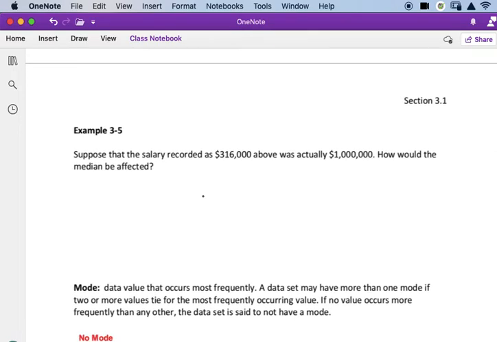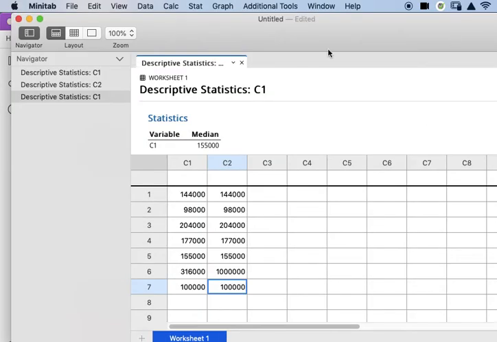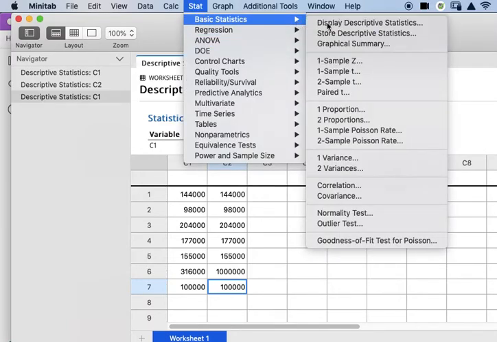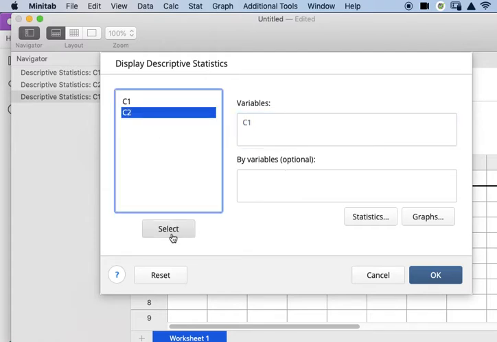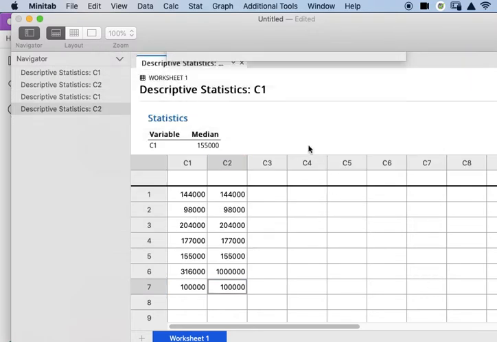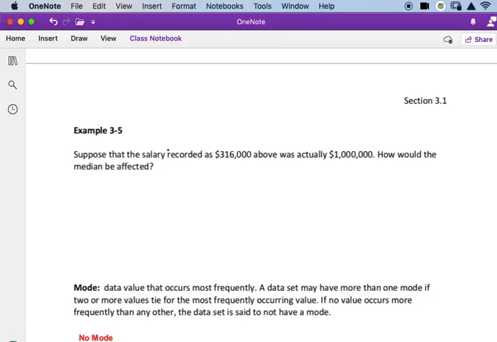So for example 3.5, we want to again change that value of 316,000 to 1 million and see how the mean is affected. So now I'm going to run my same calculation for column 2. We're calculating the median. And looking at this, the median was not affected at all. It's still 155,000. So the median was not affected by changing that data value, while the mean was very much affected by changing that data value.